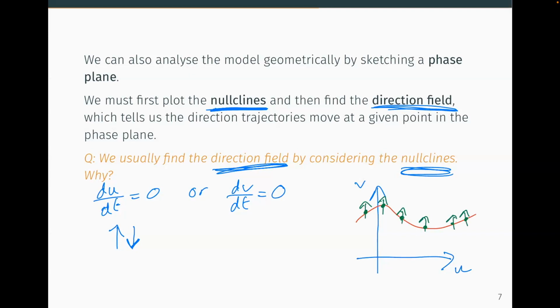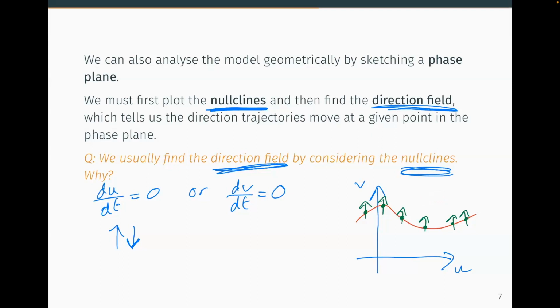That's a lot simpler than, say, picking a random point in this space here and having to work out, okay, well, what is my du dt? Maybe it's going up, and what's my dv dt? Sorry, yeah, my du dt is going right, say, and my dv dt is going up. And then I have some diagonal line like this, diagonal vector, okay? It's much easier to just work out one of these rather than both of them.